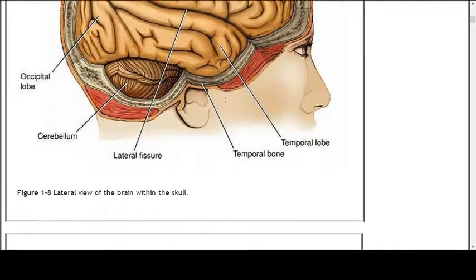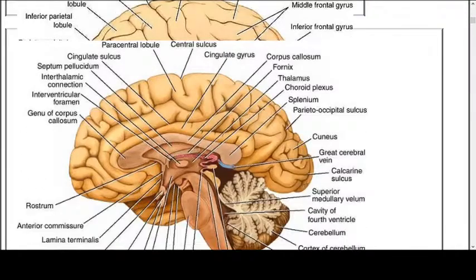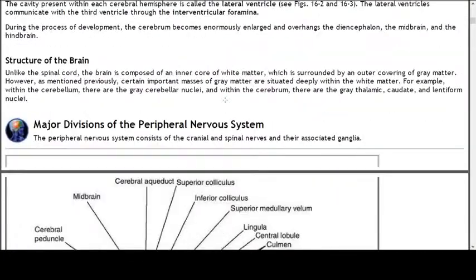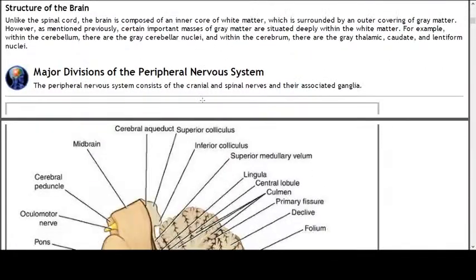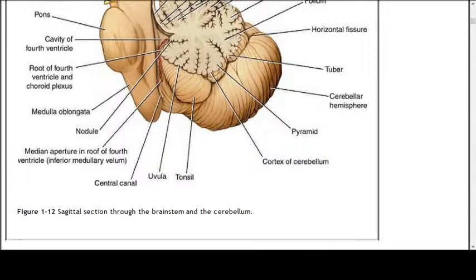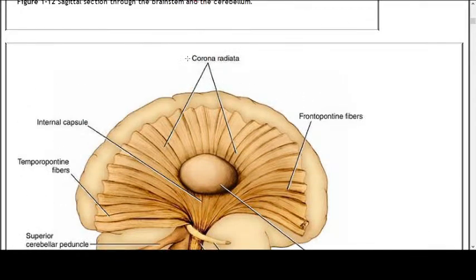Okay, lateral view of the brain. Okay, what is this? Major divisions of the peripheral nervous system. This is the brainstem, the central system to the brainstem and the cerebellum. Okay. What is this? This is corona radiata.